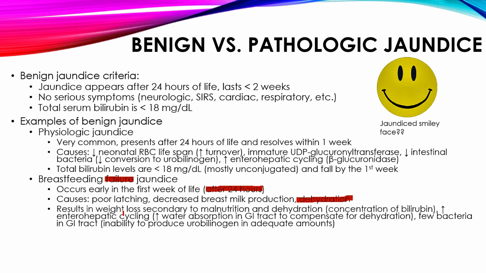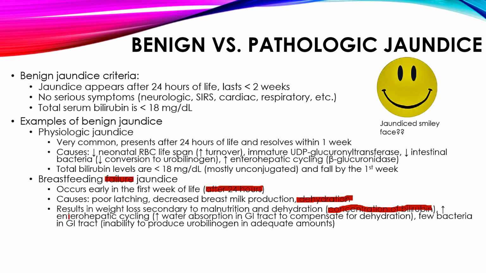So what happens? It results in rapid weight loss, secondary to malnutrition and dehydration. So when you lose weight and you're also dehydrated, your concentration goes way up. And what's going to go up also if you lose water? The concentration of bilirubin. And that's going to be reabsorbed in the enterohepatic cycling.